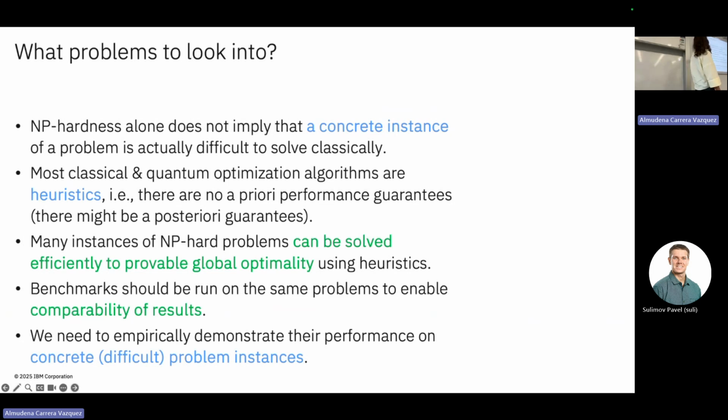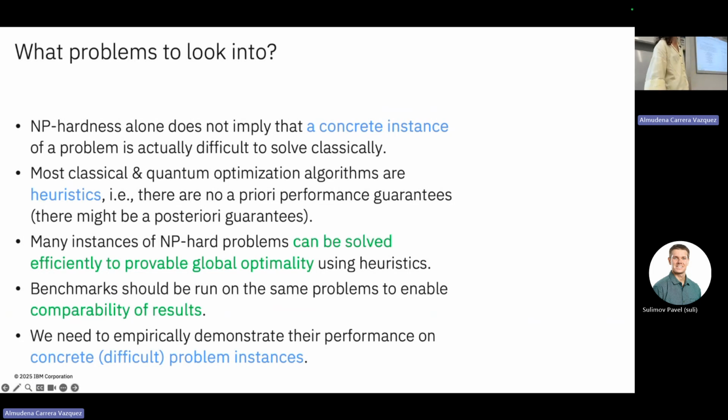Many problems can be solved efficiently. And up to now, we didn't have benchmarks in which you can run both classical and quantum algorithms to compare which one is better. It was people running quantum algorithms on some problems, classical people running classical algorithms on other problems, and how do you claim one is better than the other? It's not easy. And also, from the quantum community, if you are not an expert in optimization, how do you find problems that we know are hard to apply your quantum algorithm to?